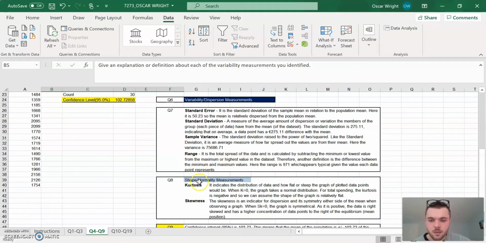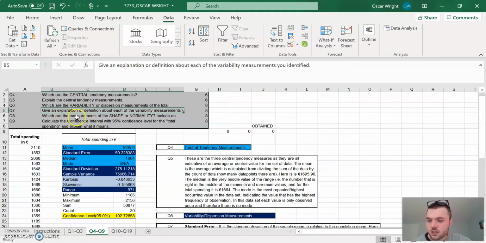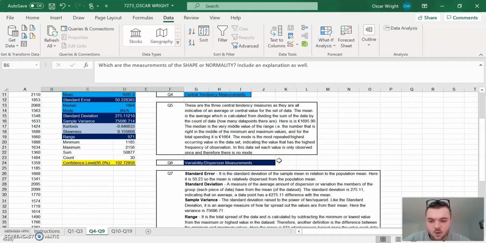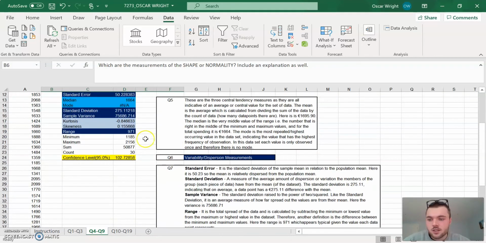So that's the range. Then question 8. Which of the measurements of the shape or normality includes explanations? Okay, so for the shape or normality measurements, we have it in light blue. We can see here we have kurtosis and skewness.